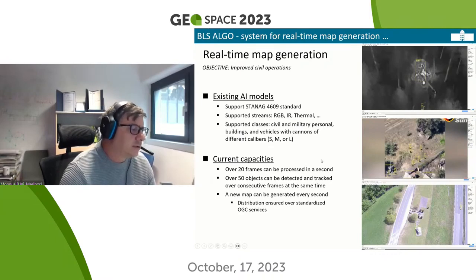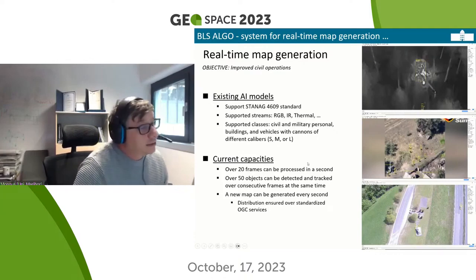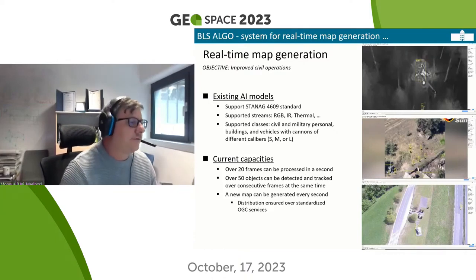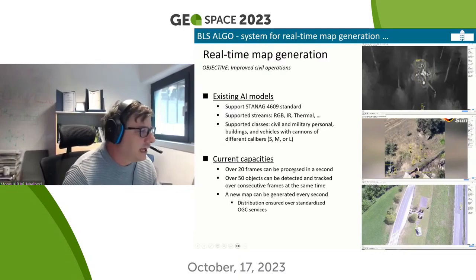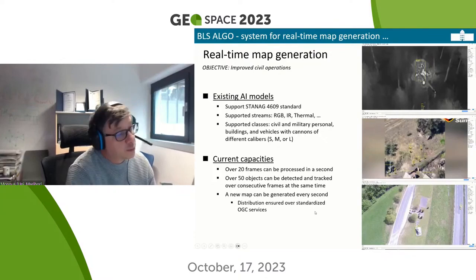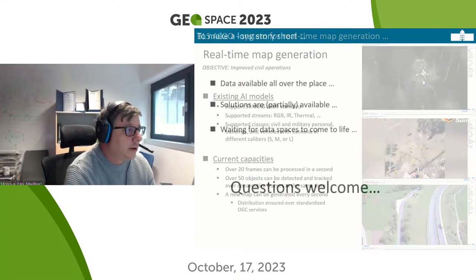We can process on a regular laptop. We can process over 20 frames per second, which essentially means that we are at least close to, if not at, real time. We can track over 80 objects at one time and produce a new map, as I said, in less than 3 seconds, and distribute it wherever needed.